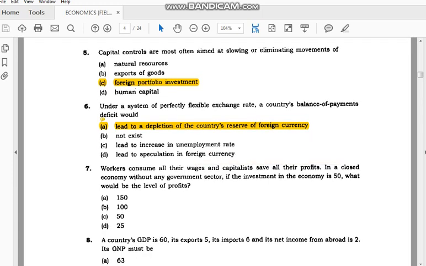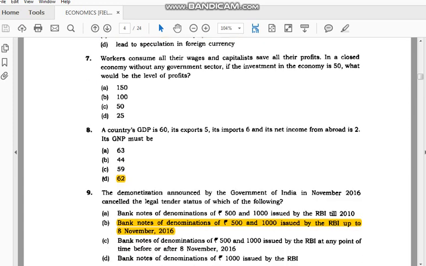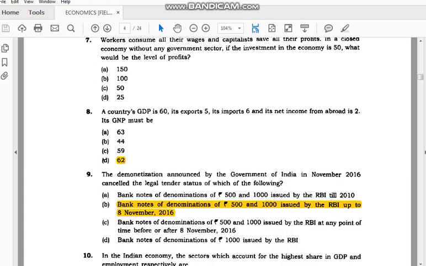and under a system of perfectly flexible exchange rate, a country's BOP deficit would lead to depletion of the country's reserve of foreign currency, and a country's GDP is 60 and its exports are 5, its imports are 6, and its net income from abroad is 2. Here we have to calculate the GNP.